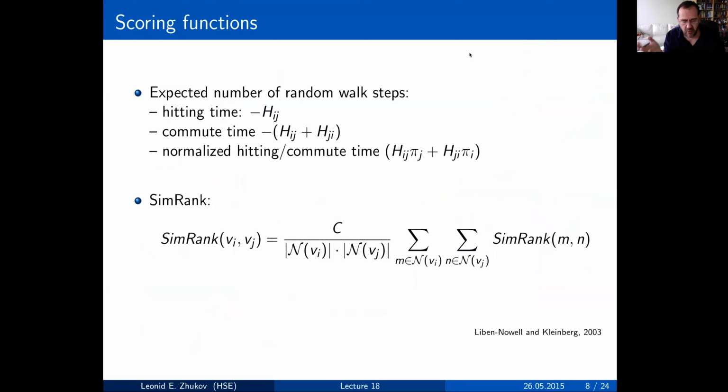You can think about many more different similarity metrics. One of them is on the PageRank flavor, except we're not doing teleportation, we're just doing random walk on the graph. And in Markov chain theory, you can calculate what's called hitting time. Expected hitting time, it means the following. You can do it for directed and undirected graphs.